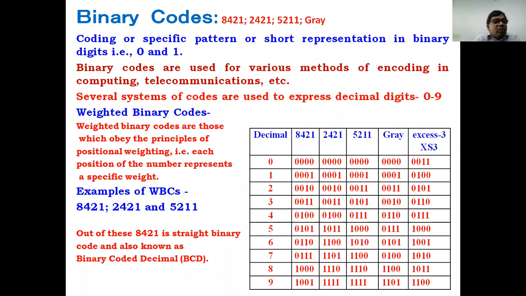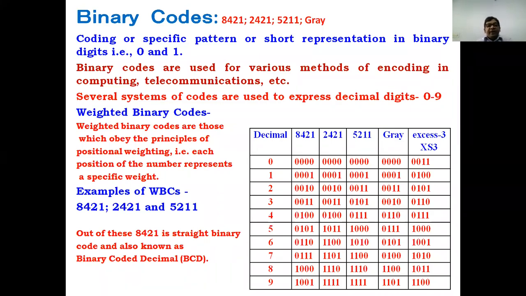So what is a weighted binary code? We have already read about the positional weighting formula or equation. There we know that each and every position has its weight. Some codes follow that order, so they are categorized into weighted binary codes, and some don't follow, so they are categorized into non-weighted codes. Weighted binary codes obey the principles of positional weighting, that is, each position of the number represents a specific weight.